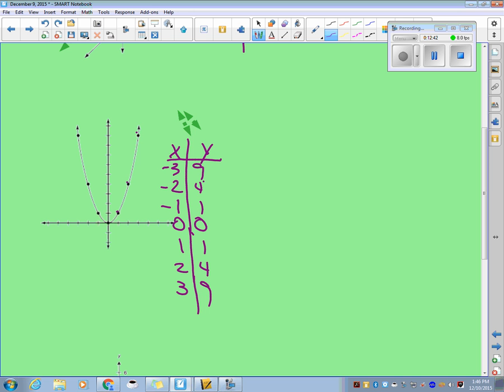So now I'm ready to write the inverse function. So the inverse function is going to switch the x's and the y's, right? So 9 becomes my new x, and -3 becomes my new y. 4 becomes my new x, and -2 becomes my new y. This stays the same. This stays the same. This switches, and this switches.